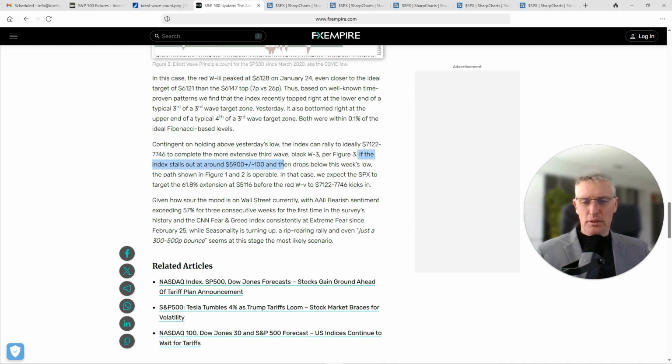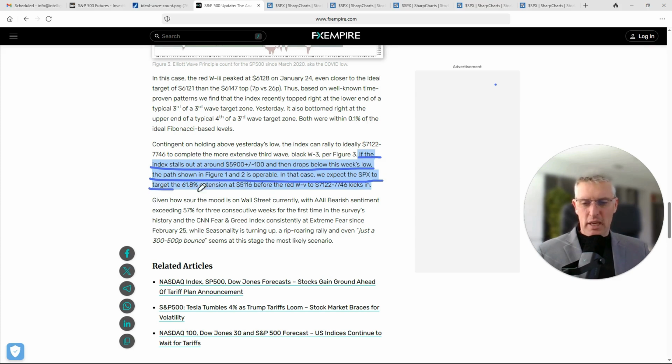If the index stalls out at around 5,900 plus or minus 100 and then drops below this week's low, which is of course March 14th, we should expect the 61.8% extension at 5116 to be reached before the red wave 5 kicks in to 7122. That is what we've written. And so far, of course, when you start following this stuff on a daily basis, it gets more confusing compared to when you zoom out and just let it sit and putter for a while.